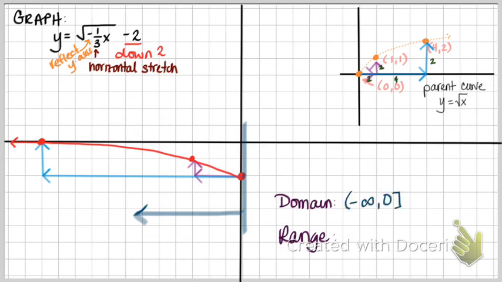And then when we think about range, we're looking vertically. We don't get any lower than -2. So -2 is going to be the lower boundary, and the entire graph exists above it. Our range becomes -2 to infinity.